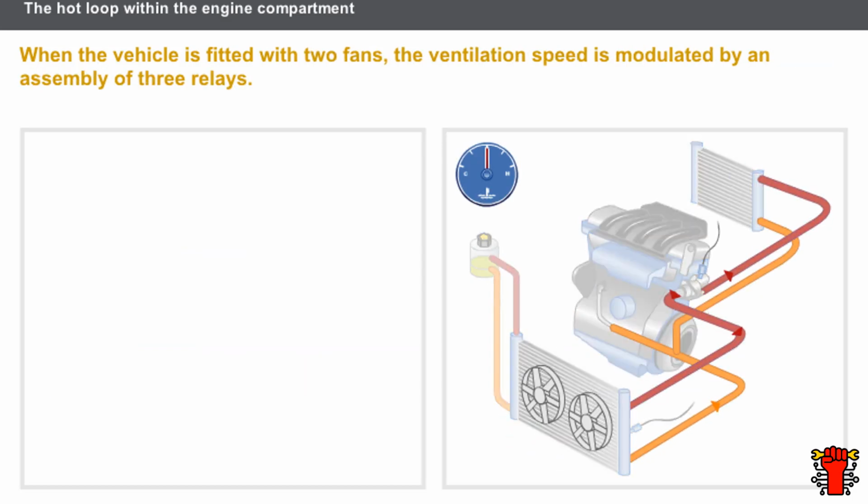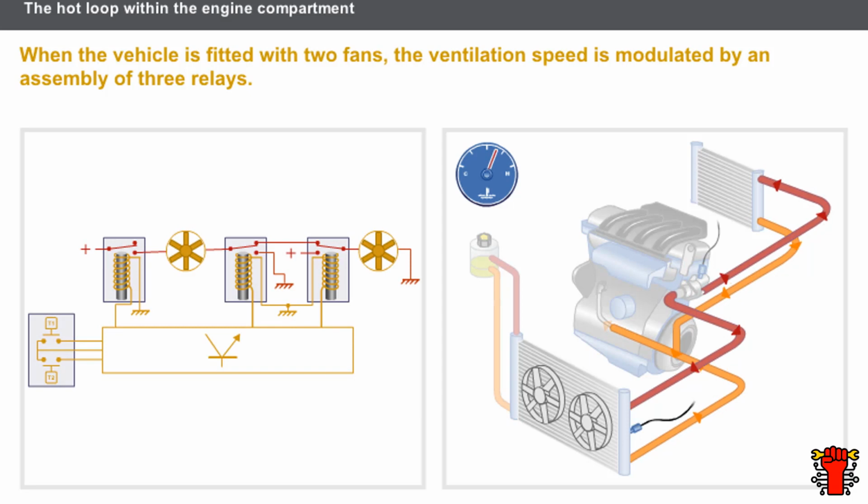When the vehicle is fitted with two fans, the ventilation speed is modulated by an assembly of 3 relays. 2 relays supply the fans in series. When the first speed is engaged, the computer controls 1 relay. The 2 others remain on standby. When the coolant temperature increases, the unit supplies the other 2 relays. These 2 relays supply the 2 fans with battery voltage. The second ventilation speed is engaged.